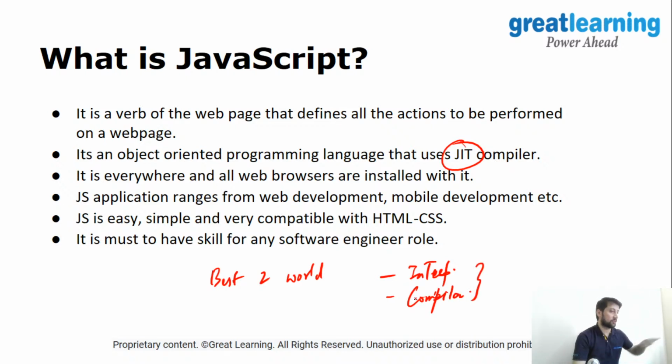Now the interpreter checks line by line. The compiler checks throughout, and at the end it will give you the error. Now what is the best thing about the interpreter? That it checks in depth. It will go line by line. But when there is a loop, it will go again and again and again. That's a drawback. Now here the compiler comes into the picture.